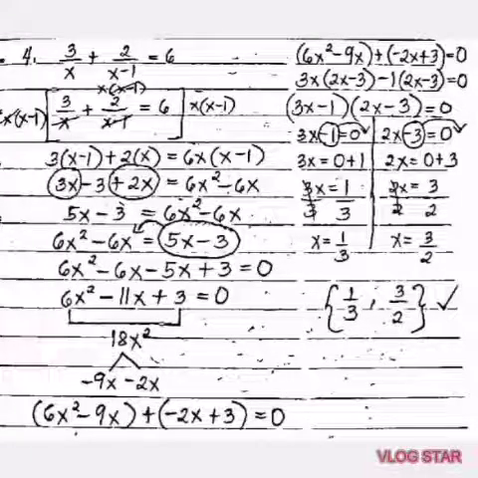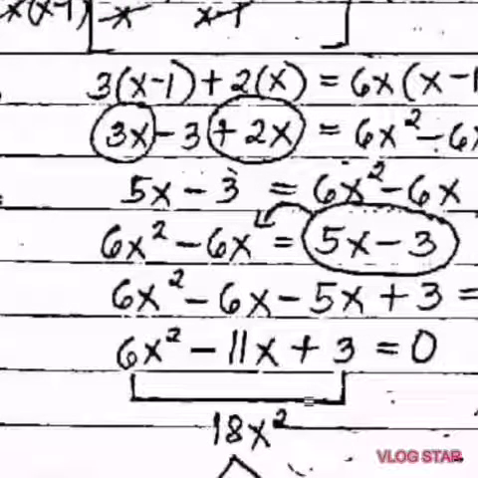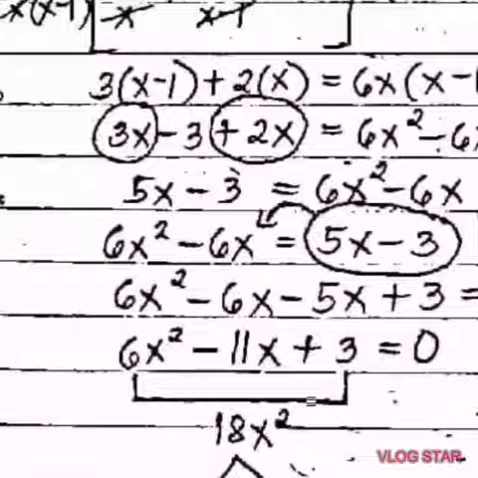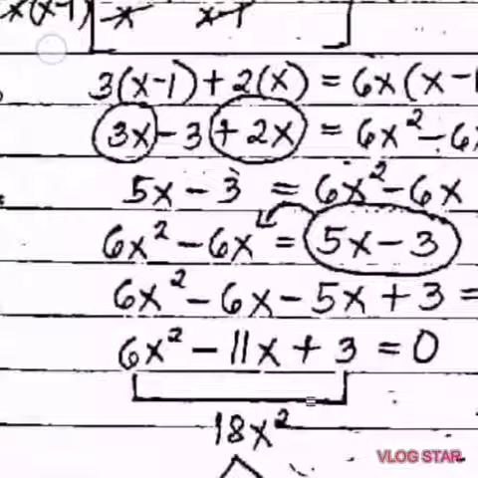The next rational equation that is transformable into a quadratic equation is 3 over x plus 2 over x minus 1 equals 6. So in here, first we are going to get the LCD. The LCD is the denominator given, which is x times x minus 1. So we write here x times x minus 1, and for this expression we have x times x minus 1 also, and here we also have x times x minus 1.